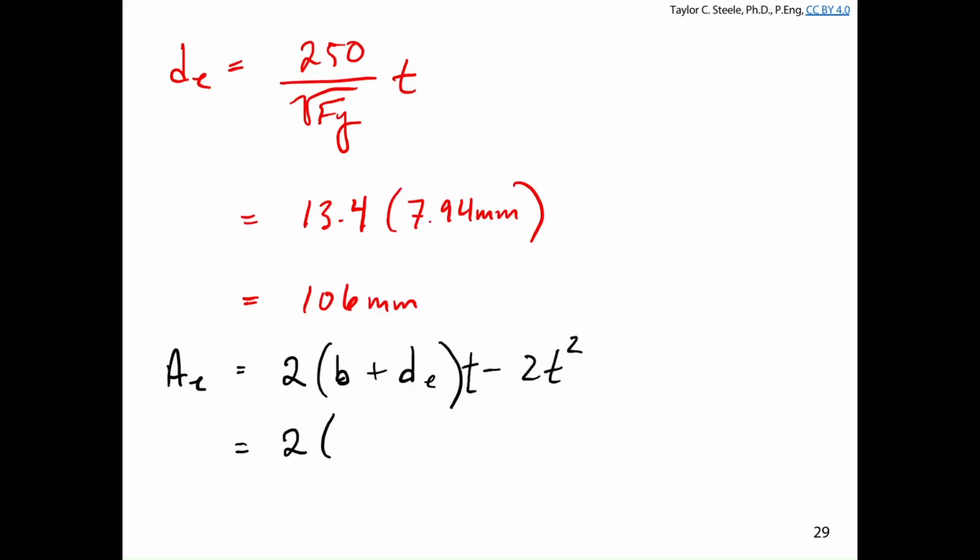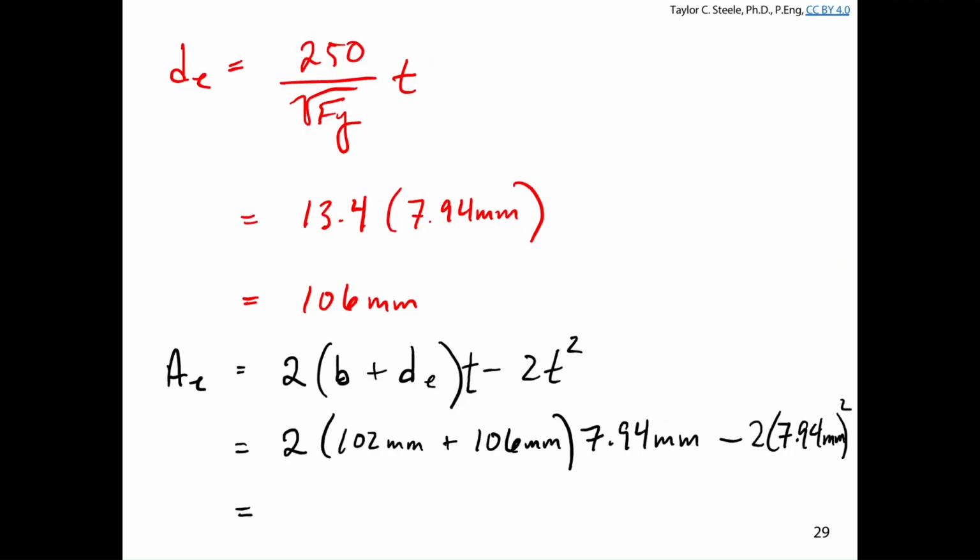We get 2 times 102 millimeters plus dE, which is 106 millimeters, times t, which is 7.94 millimeters. And then because we're overlapping those two rectangles, we have to take away the 2t squared part, minus 2 times 7.94 millimeters squared. When we do that, we end up with an effective area of 3,179 millimeters squared.